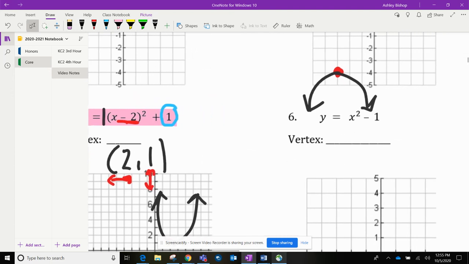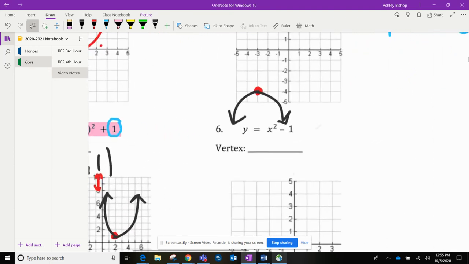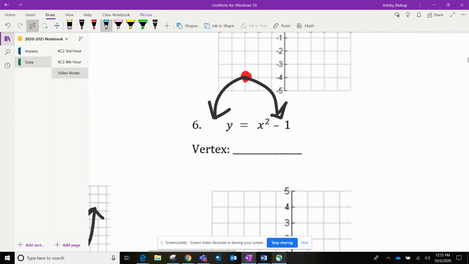So anytime you have a problem that looks a little hard, like this problem right here, I don't have parentheses in this. And really, if there is no parentheses, that means your h is 0. And your k is still the number all the way at the end. So k is going to equal -1.